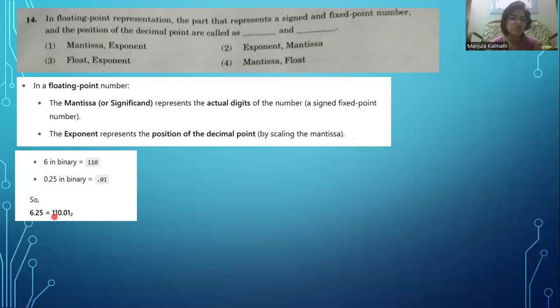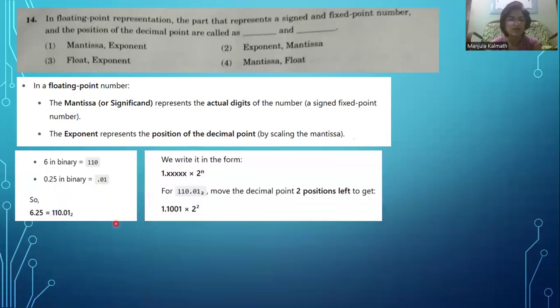And this one we have to normalize. In order to normalize, we have a format. 1 will be kept before the point, and all the remaining digits will be shifted after it. The number of places we shift, that is, how many digits we shift after the fractional point, that is the exponent we take. This is the format of the normalized form. So now here we have 1.1001 equals 2 raised to 2, because we are shifting 2 digits after the fractional point. That's why it is 2 to the power 2.